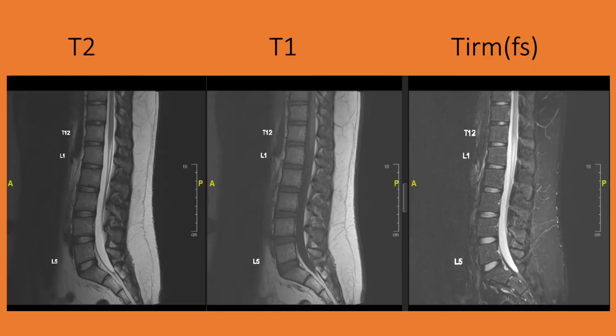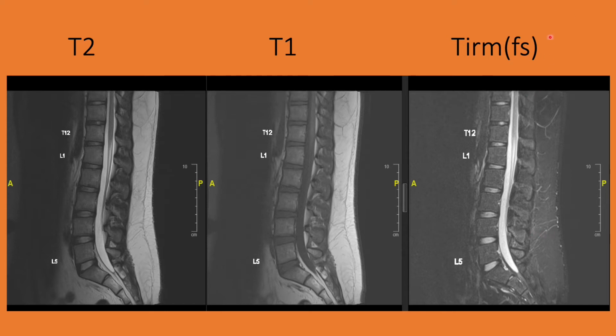So here's a sagittal section of the lumbar spine MRI in T2, T1, and a TIRM weighted image. So you can see in T2, the fluid is bright. In T1, the fluid is dark. Whereas in TIRM, the fluid is bright as well. So you might ask, what is the difference between a T2 and TIRM? Well, the difference is where you look at the fat. In T2, the fat is bright. In TIRM, the fat is suppressed.